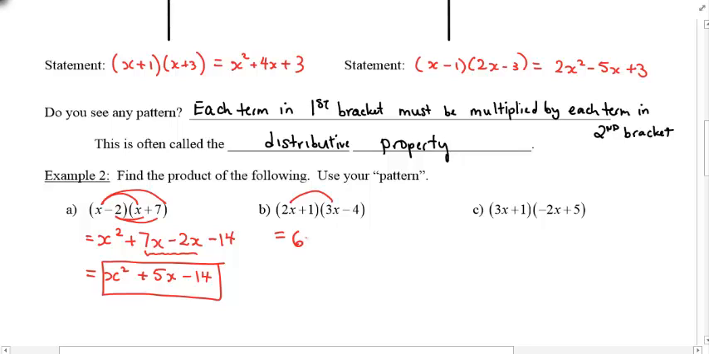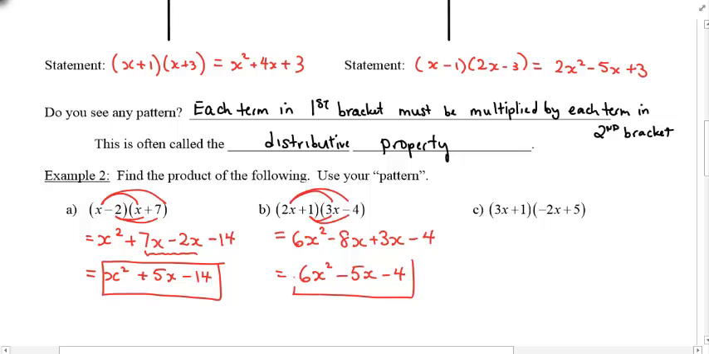2x times 3x is 6x squared. 2x times negative 4 gives negative 8x. 1 times 3x is 3x. 1 times negative 4 is negative 4. So 6x squared, negative 8 plus 3 is negative 5x, minus 4. Voila. C'est fini.